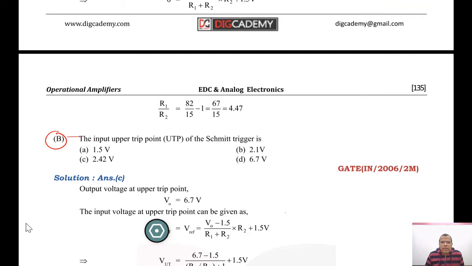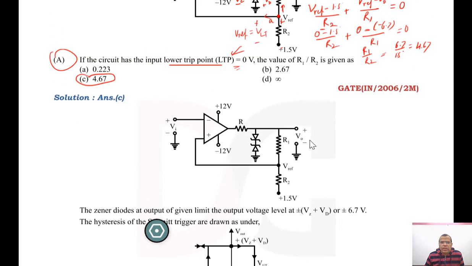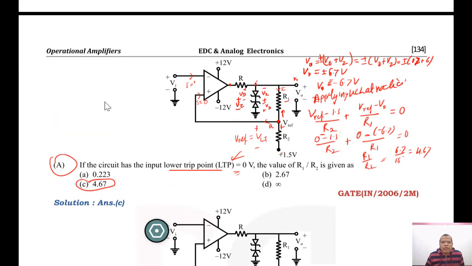Now let us see the second part of the question. I have to find the upper threshold voltage. Again, let us go back to the circuit here. This was the circuit, so I will solve the circuit on this side now. To find the upper threshold voltage, again apply KCL at this node. First of all, for upper threshold voltage VUT, your output voltage has to be plus Vsat, and that is nothing but plus 6.5 volt. You should remember, the output voltage is positive for upper threshold voltage.